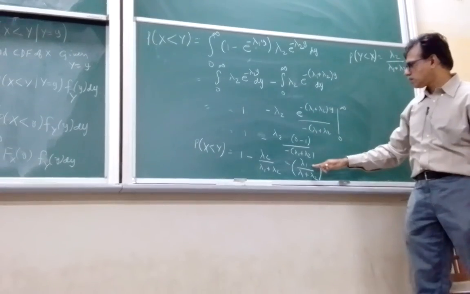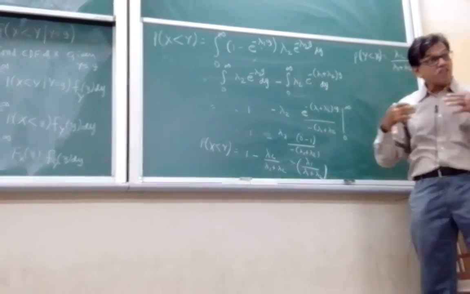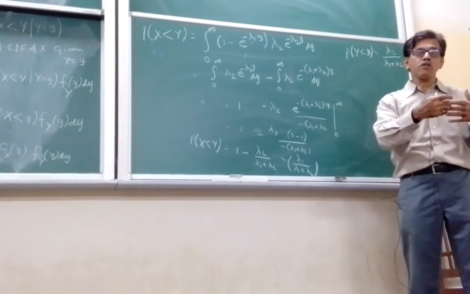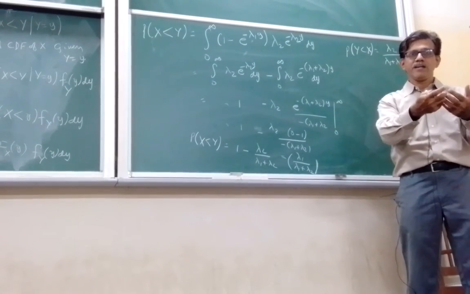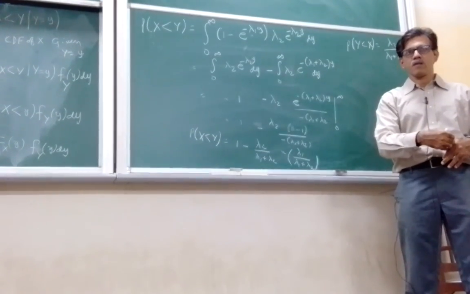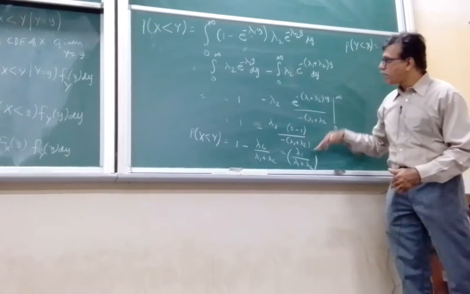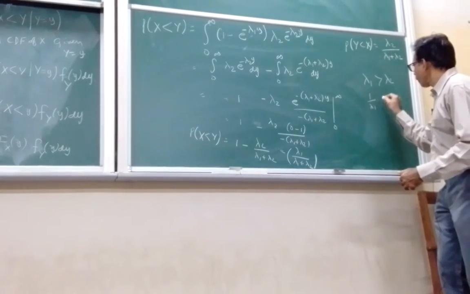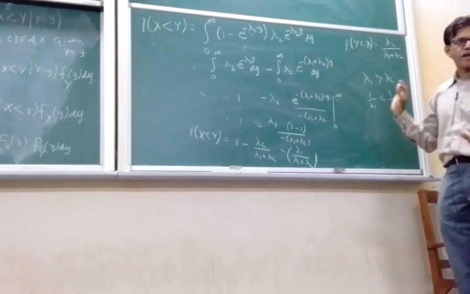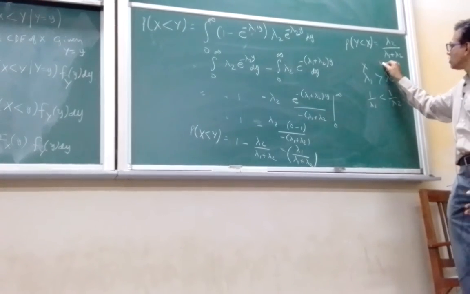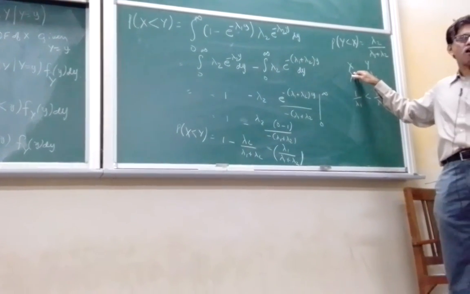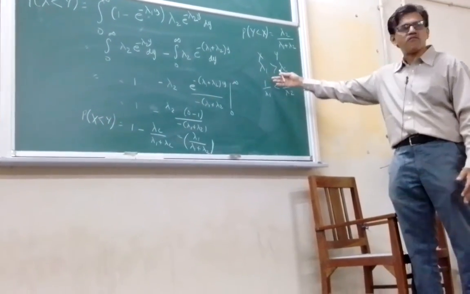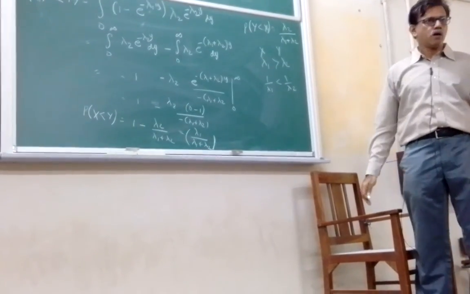Why does this form come? Because what is lambda? It is the failure rate. See, 1 over lambda is the lifetime. If the rate at which it fails is larger, its lifetime is smaller. Clear? So, if lambda 1 is more than lambda 2, this is the X component, this is Y. X is not a good component; its failure rate is larger than the failure rate of Y. Therefore, the expected lifetime of X is smaller than the expected lifetime of Y.